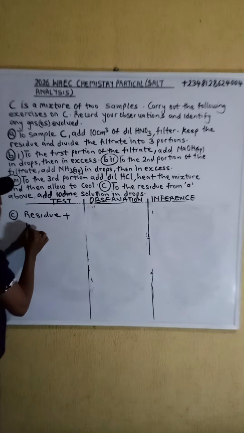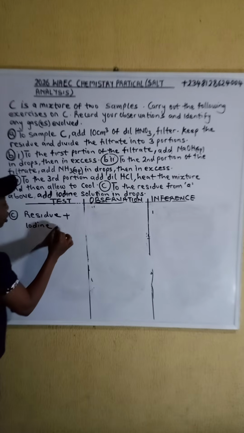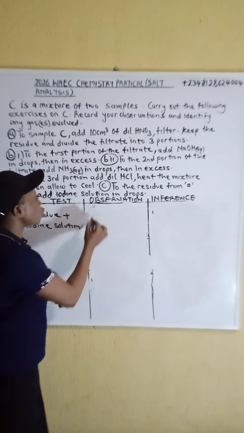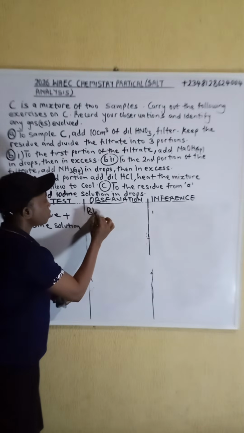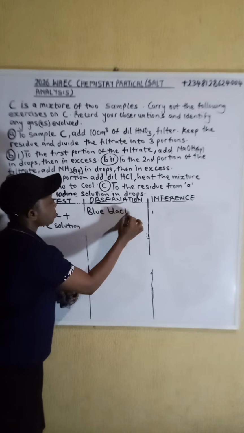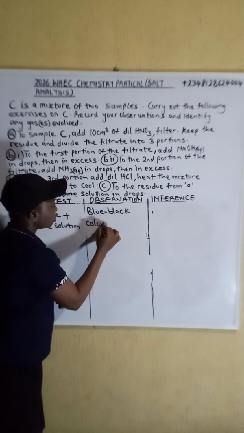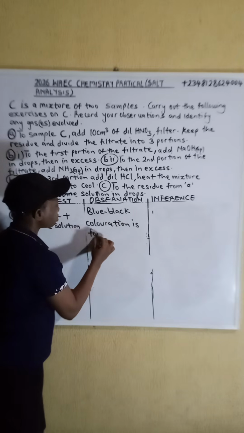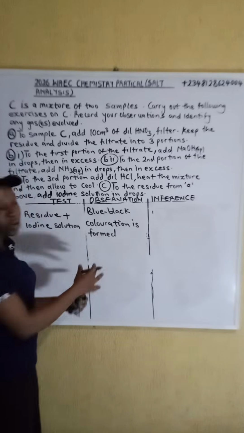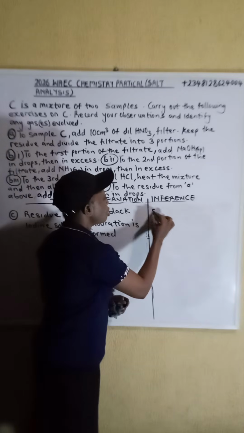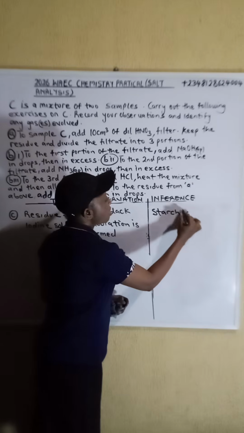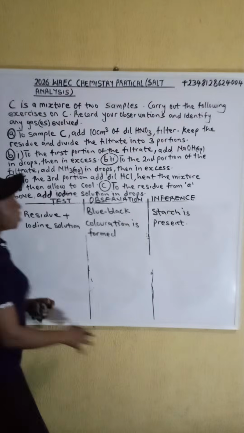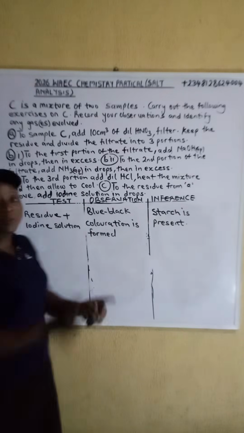Residue plus iodine solution will give us what? Blue-black coloration. Blue-black coloration is formed. So blue-black coloration confirms the presence of starch. So therefore starch is present. So we have answered all the questions. It's as simple as that.